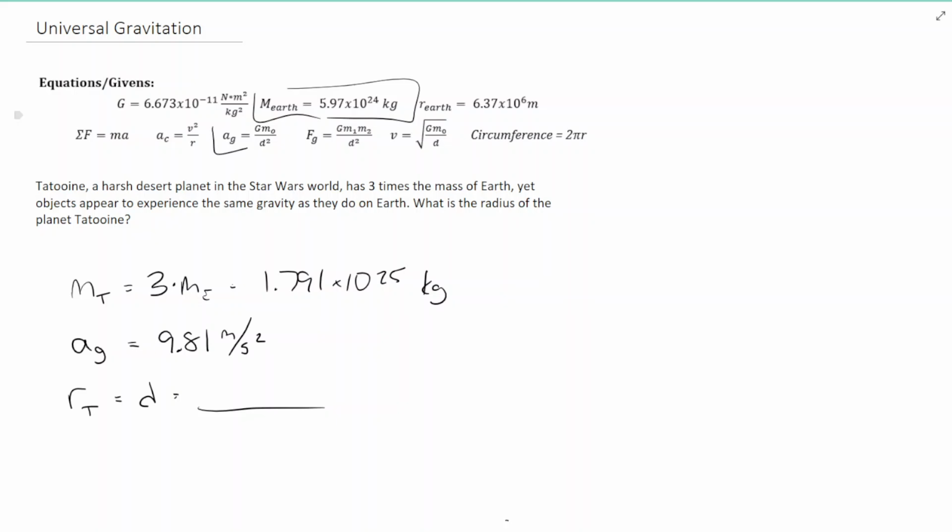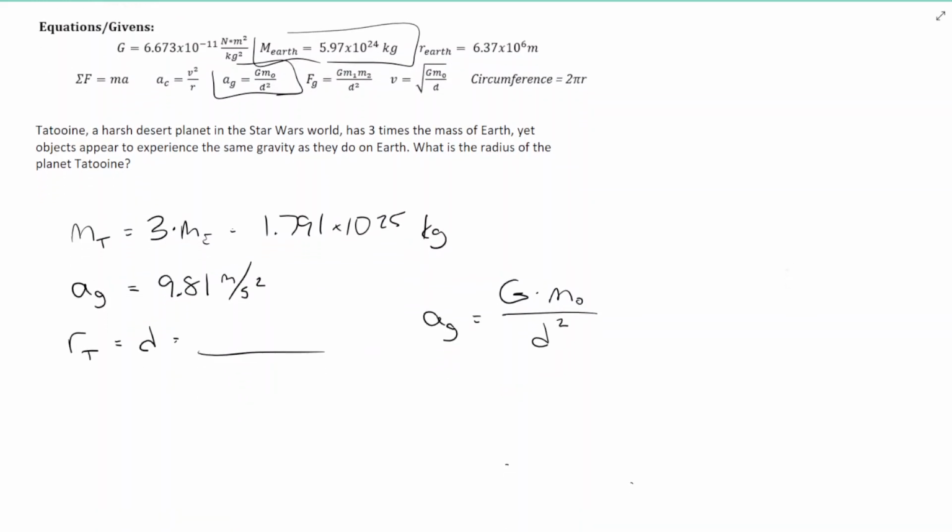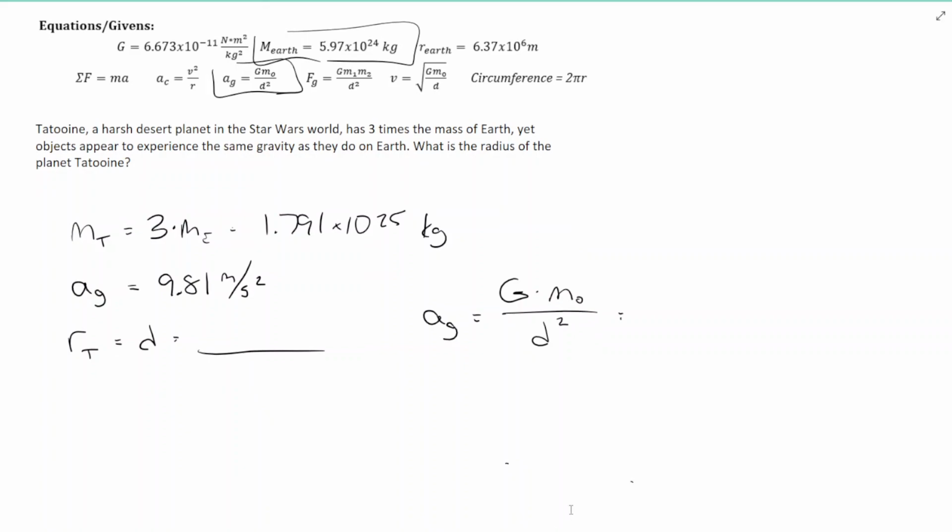And we know Ag, we know the mass. Big G is a constant, so we can use our gravitational field strength equation, which says that the strength of the gravitational field is equal to big G times the mass of the object creating the field over the distance to the center of that object squared. So when I plug in the values I know, we have big G, we have the mass of Tatooine, and the distance to the center would be the radius of Tatooine, and that would be squared. And so when I plug in my values, I can actually solve for that radius.